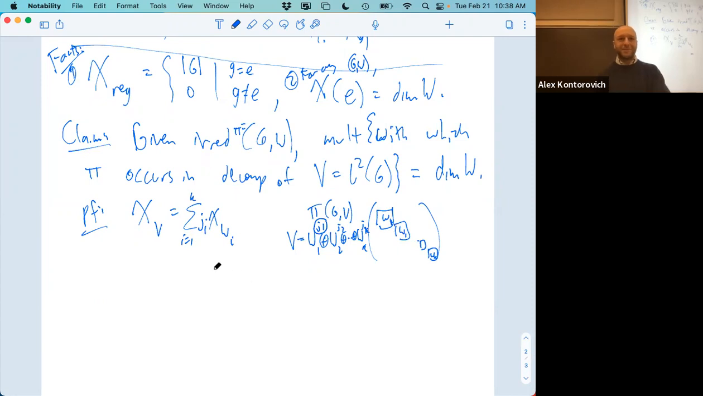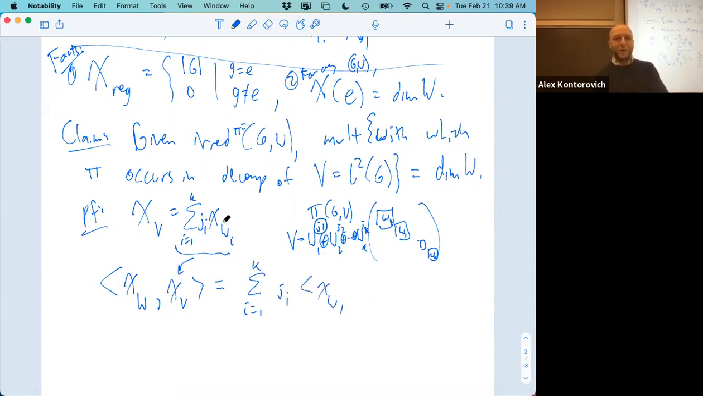Does that make sense? Okay, and now we're almost done, because let's compute this in two ways. Let's compute the character of this particular W, one of the W's, inner product with chi V. On one hand, I'll expand this and use the orthogonality of characters. So let's just write it out. It's a sum as i goes from 1 to k, J_i, and then the inner product of chi W with chi W_i.